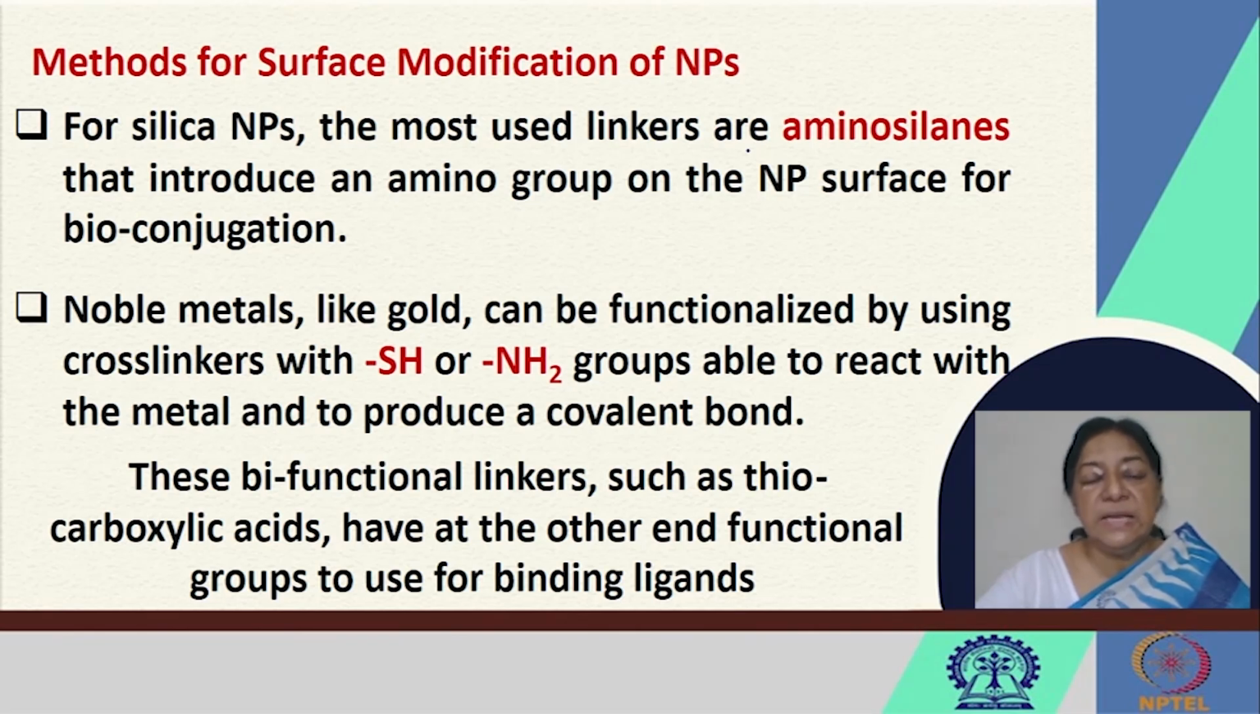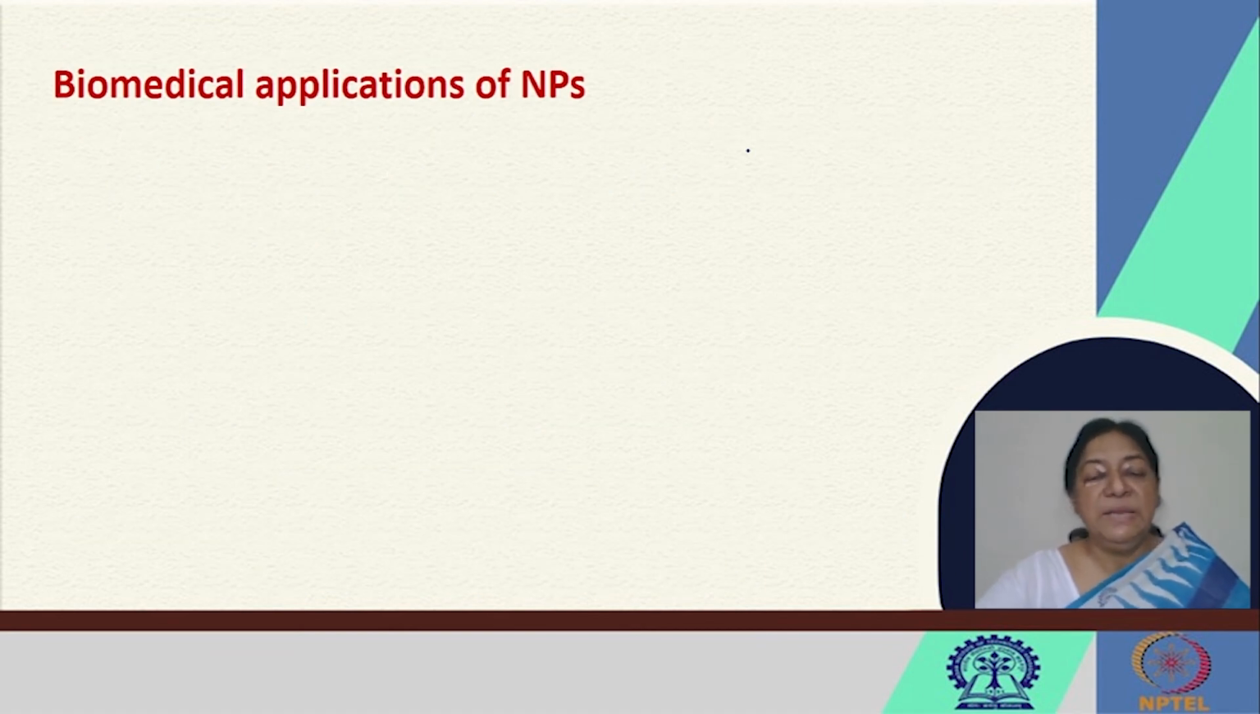For example, in silica nanoparticles, the most used linkers are aminosilanes that introduce an amino group on the nanoparticle surface for possible bioconjugation. Similarly, noble metals like gold can be functionalized by using cross-linkers with SH or NH2 groups attached to them that can react to produce a covalent bond. Such bifunctional linkers, such as the thiocarboxylic acids, have functional groups at the other end that can be used for binding specific ligands.